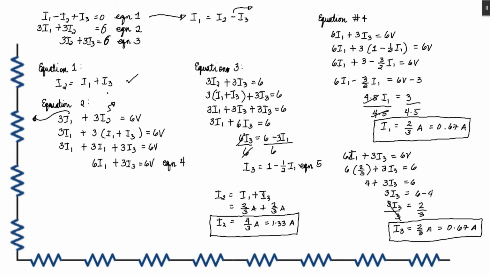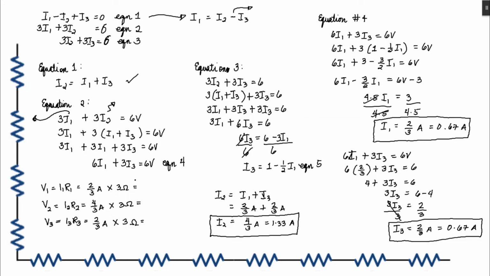So, I will proceed to our voltage drop for each resistor. V sub 1 is equal to I sub 1 times R sub 1. Then, we just substitute. I sub 1 is 2/3 amperes times R sub 1, that is 3 ohms. V sub 2 is I sub 2 times R sub 2. So, our I sub 2 is 4/3 ampere times 3 ohms. V sub 3 is I sub 3 times R sub 3, equals 2/3 ampere times 3 ohms.